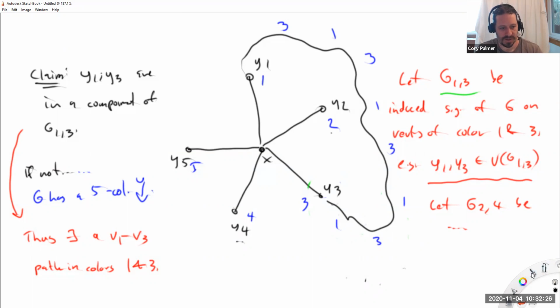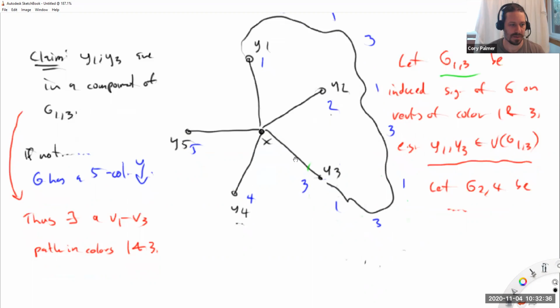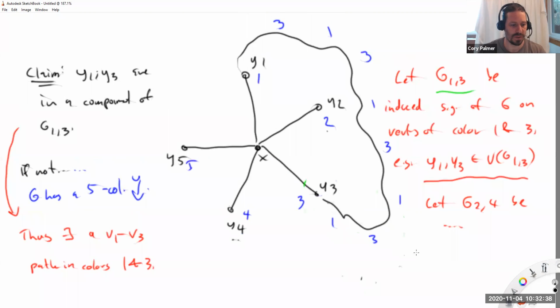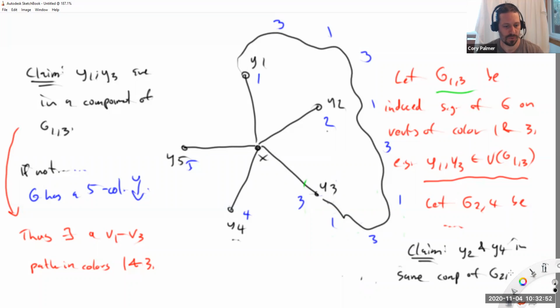Okay. So let G2,4 be the graph spanned by colors 2 and 3. Sorry, 2 and 4. 2 and 4. Okay. And then there's two ways to go about doing this, but I'm going to do the one that's sort of more interesting. So claim again, Y2 and Y4 are in the same component of G2,4.